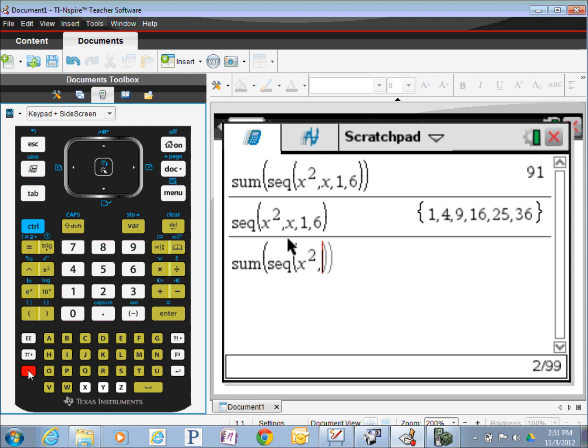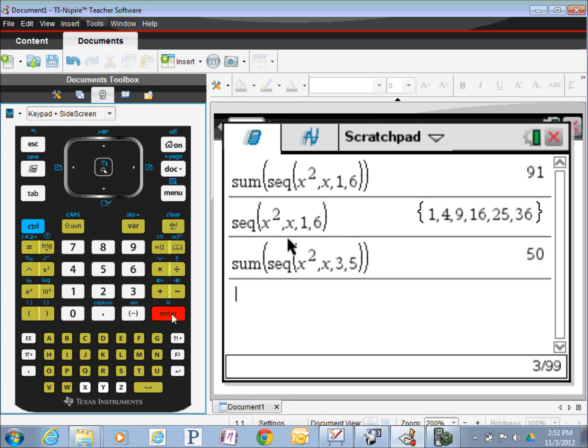Followed by what variable did I put in? Well, if I would have put in j squared, I would have used j. I'm going to put in x because I put in x squared. Followed by a comma. Where am I starting? I'm starting at 3, followed by a comma. I'm ending at 5, and I'm hitting enter.